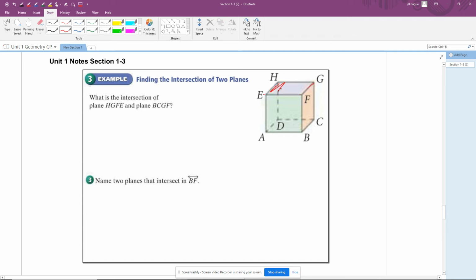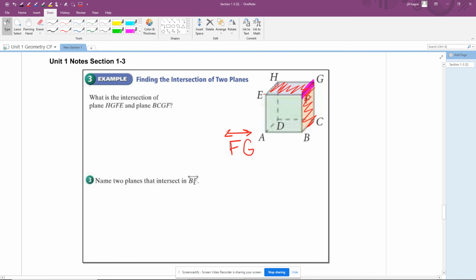HGFE is the top plane, and BCGF is this side plane. Where do they intersect? They intersect right here, right? So what is that purple thing that they intersect at? That is FG, and it is a line. Okay? All right. So moving on.